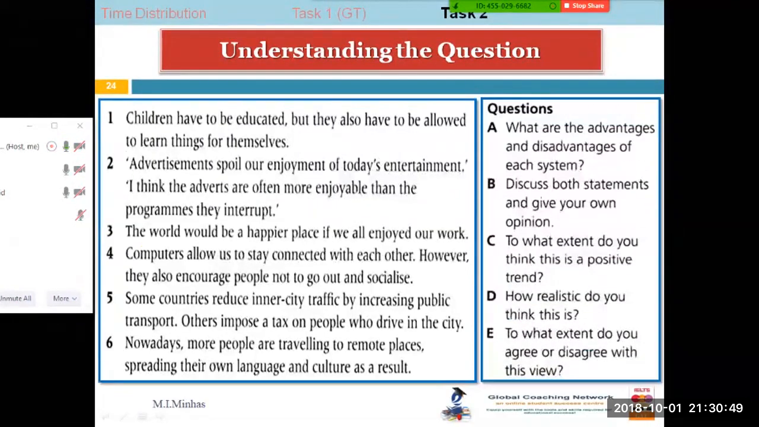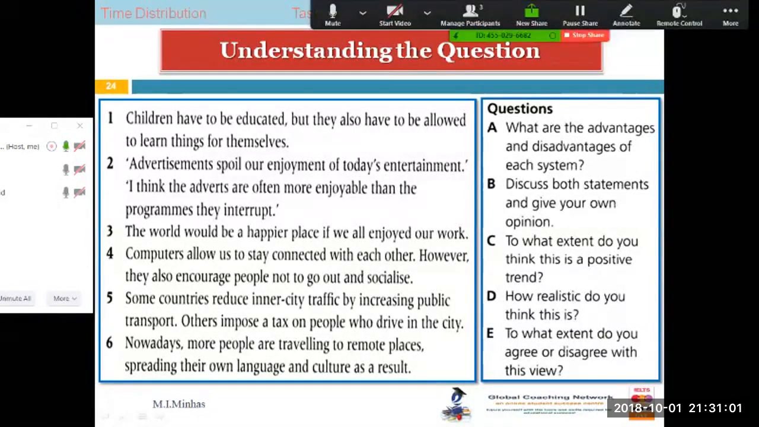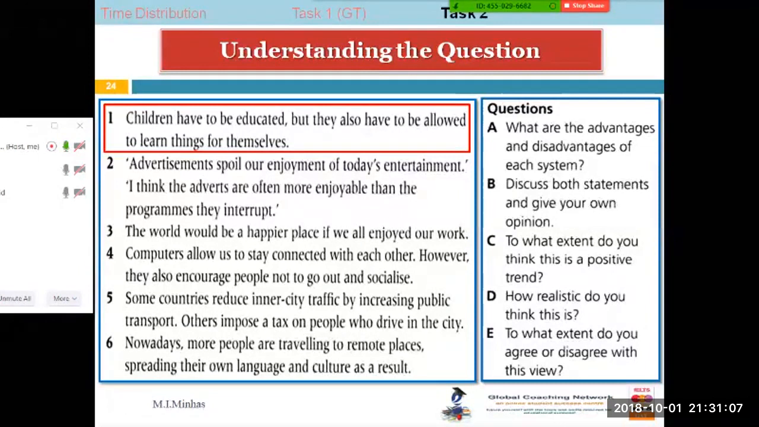So again, here on the left side, there are statements written for you, and there are some questions written on the right side of the slide. Okay. So now, if you read the first statement, and who will read it now? Now I will involve you guys. Number one, who will read it?